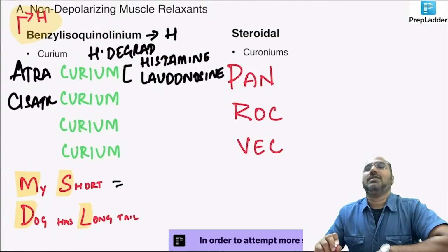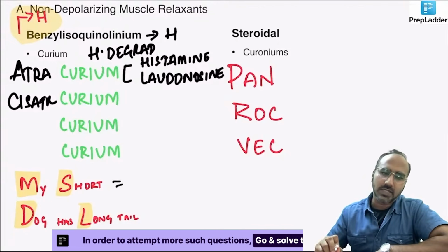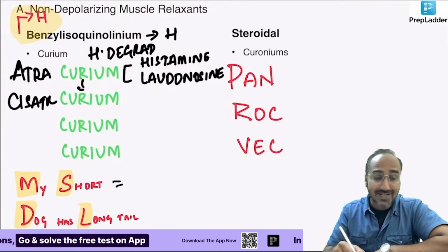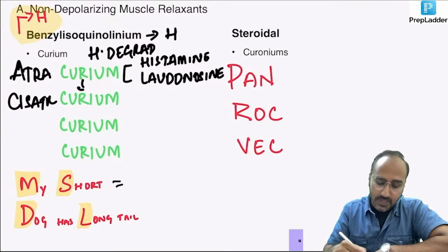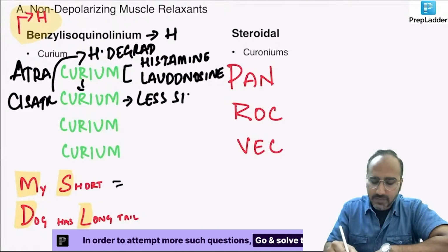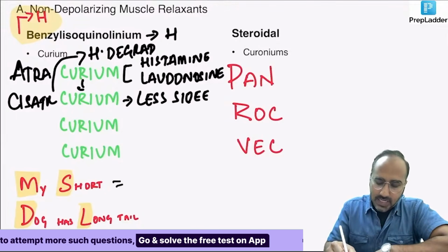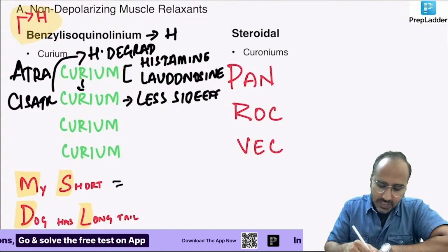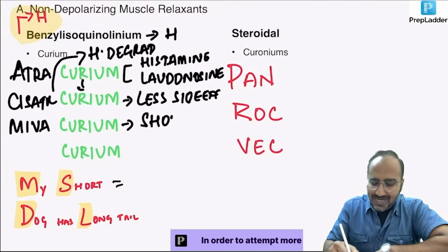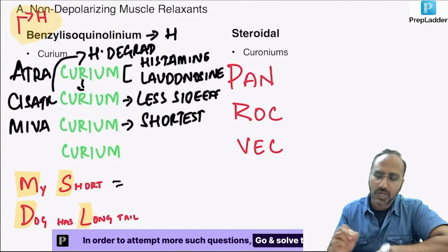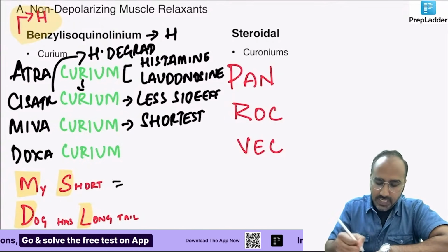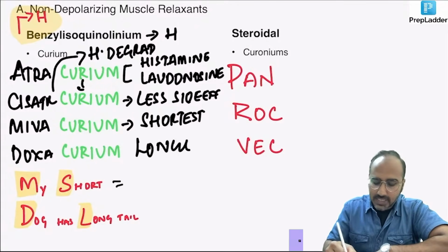Due to this, the anesthetists said we won't use atracurium. Instead of atracurium, they researched and came up with the next drug, which is cis-atracurium. Cis-atracurium also undergoes the same Hoffman degradation, but it has fewer side effects. Then came the other muscle relaxant, which is mivacurium. Mivacurium was regarded as the shortest acting muscle relaxant. Next came doxacurium, which was regarded as the longest acting muscle relaxant.